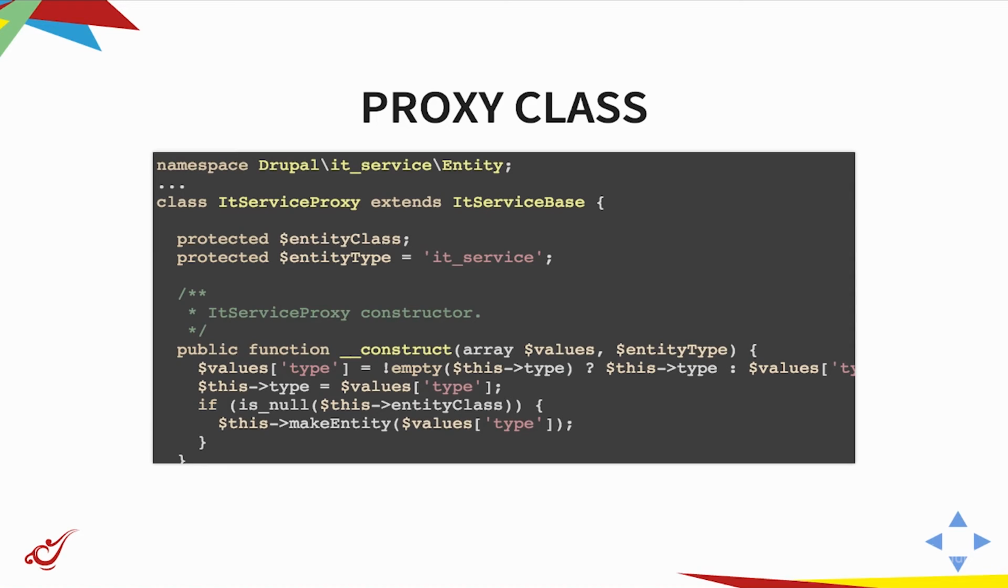We're basically looking to see if we have a class on this property entity class, and if we don't, if it's null, we're going to make an entity and we're going to pass in basically the bundle here, right? So this is the constructor that Drupal is actually running when we're running entity load, IT service entity ID. It's going to run this constructor and then basically make an entity of the real class. So let me show you what make entity looks like.